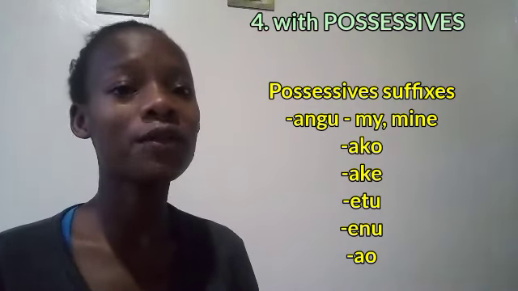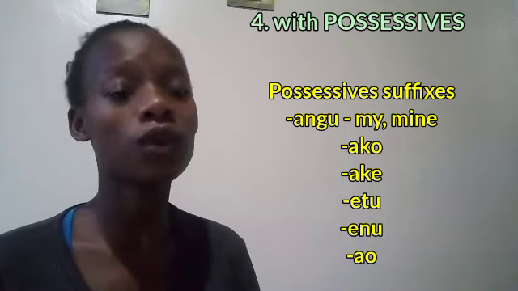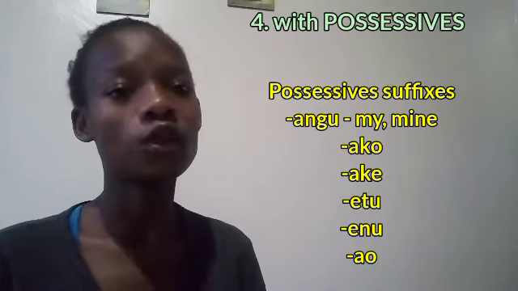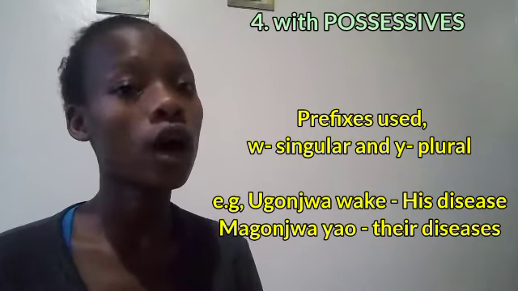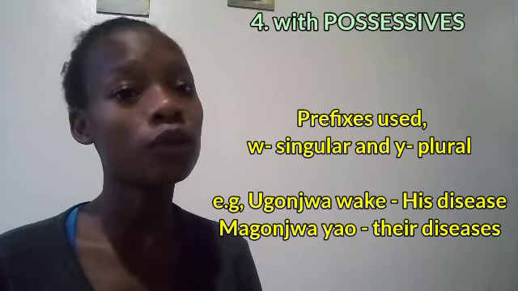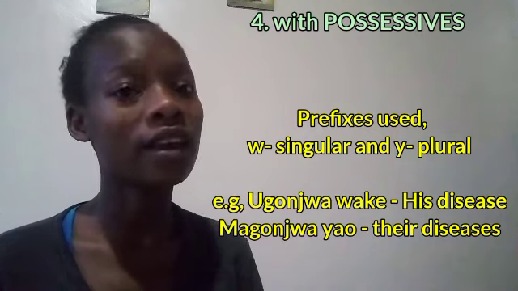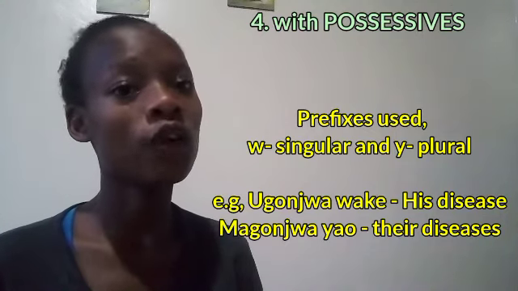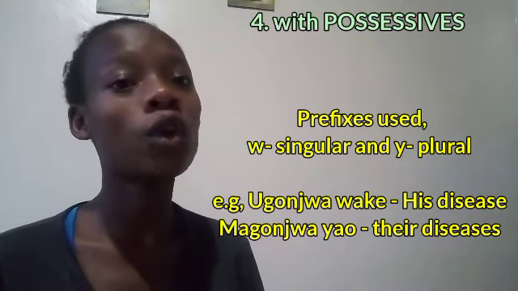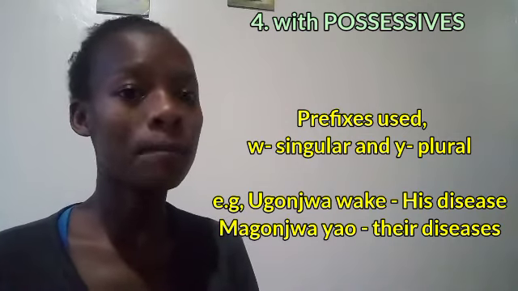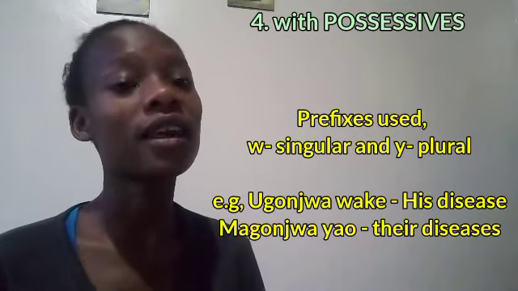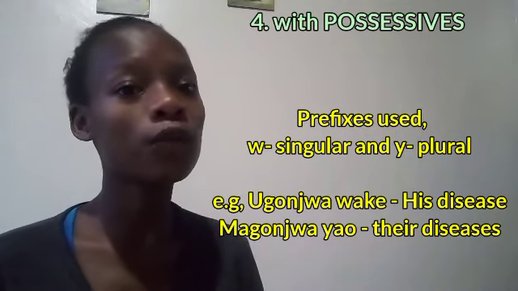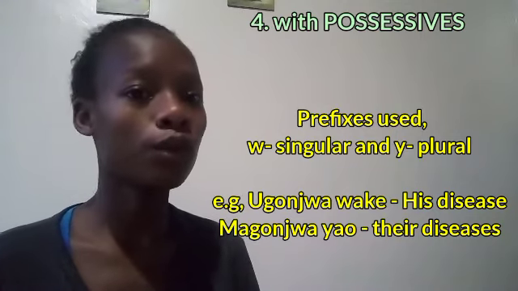And what are the infixes? What is the infix we use for plural and singular? So we'll say ugonjwa wake. We use a W for singular. Ugonjwa wake, her disease. Magonjwa yao, their diseases. W for singular and Y for plural.